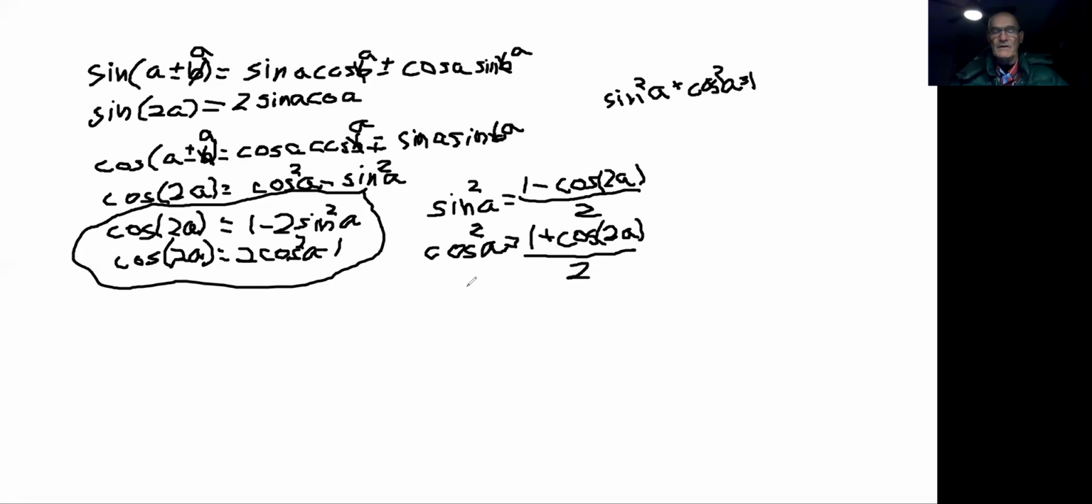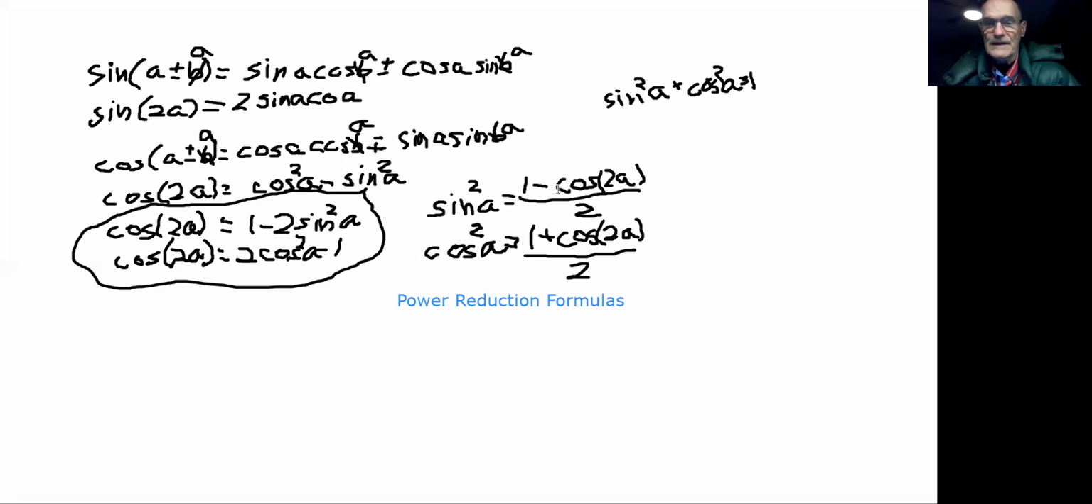Now those two right there are what are called the power reduction formulas. Here, I'll type that in right down here. They are power reduction formulas. And the reason why they're power reduction formulas is that if you'll notice, you start with a square on this side and you end up with the first power term on this side. So you're going from a second degree to a first degree.